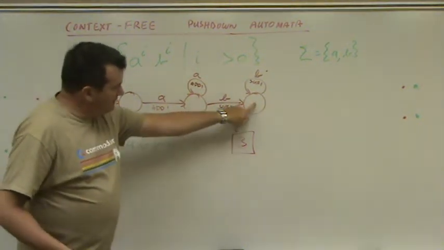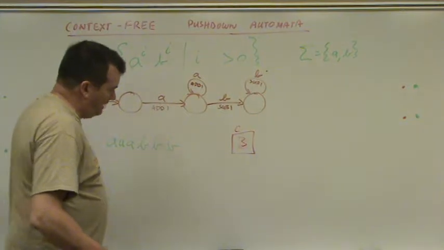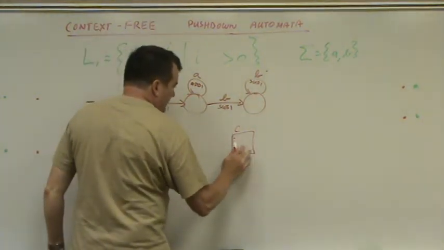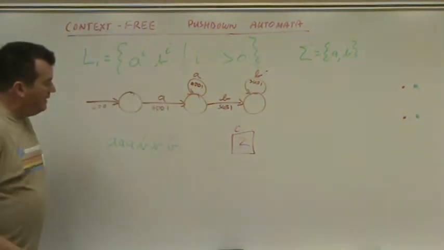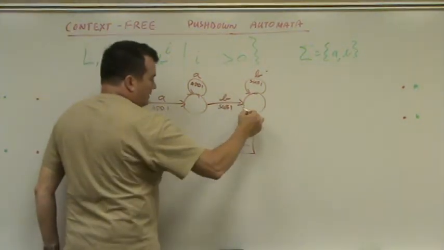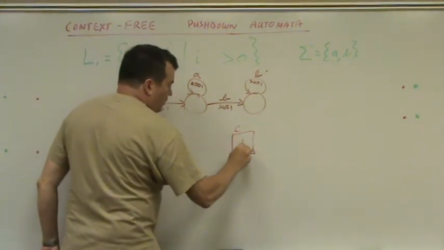So we jump over to this state. This is the state meaning we're now reading B's, and we subtract 1. This becomes a 2. Then we read another B. We stay in this state and we subtract 1. Now there's a 1.